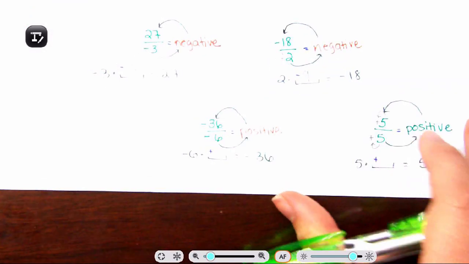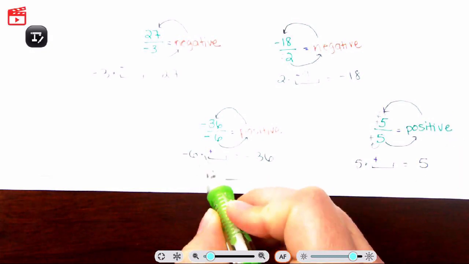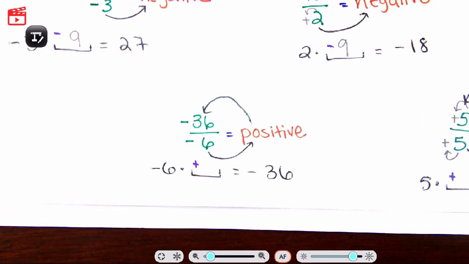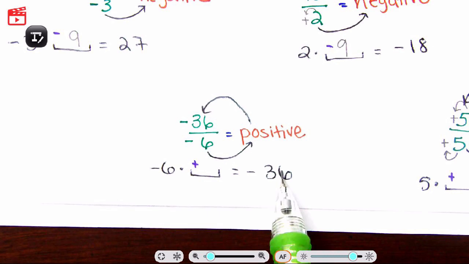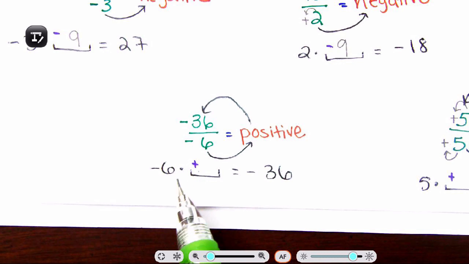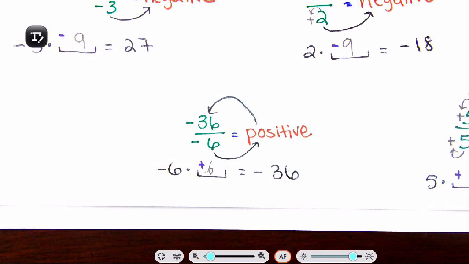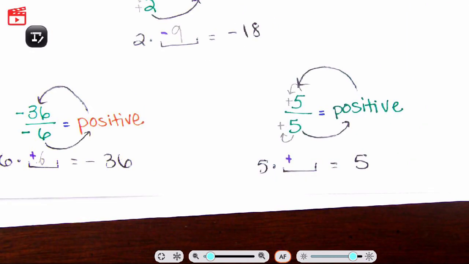All right, let's do 2 more. Negative 6 times what is negative 36? You guys can't see that? Let me zoom in. There it is. Negative 6 times what is negative 36? We already know that this answer is going to be positive based on our division rules. So 6 times what is 36? 6 times 6 is 36. Hopefully you guys can see that that is a wonky looking 6. And our last question is going to be 5 times what is 5? We already know that the answer is going to be positive. 5 times 1 is 5.